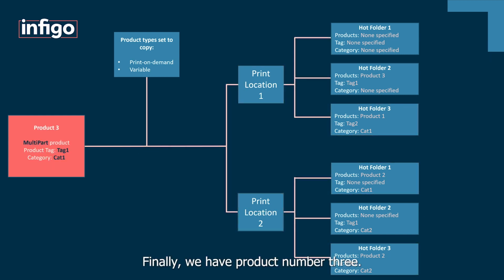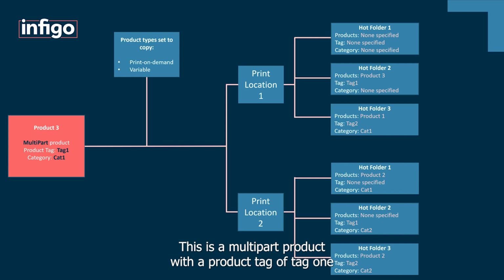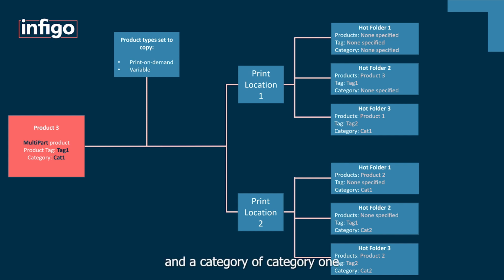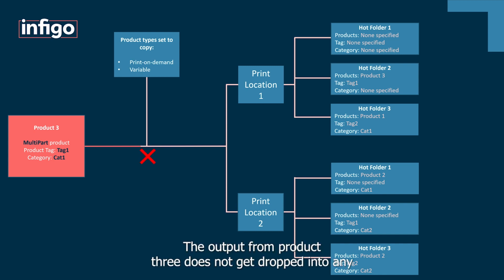Finally, we have product number 3. This is a multi-part product with a product tag of tag 1 and a category of category 1. As always, we start by checking whether that product type is set to copy. In this case, we can see that it isn't, so the process stops here. The output from product 3 does not get dropped into any of the hot folders.